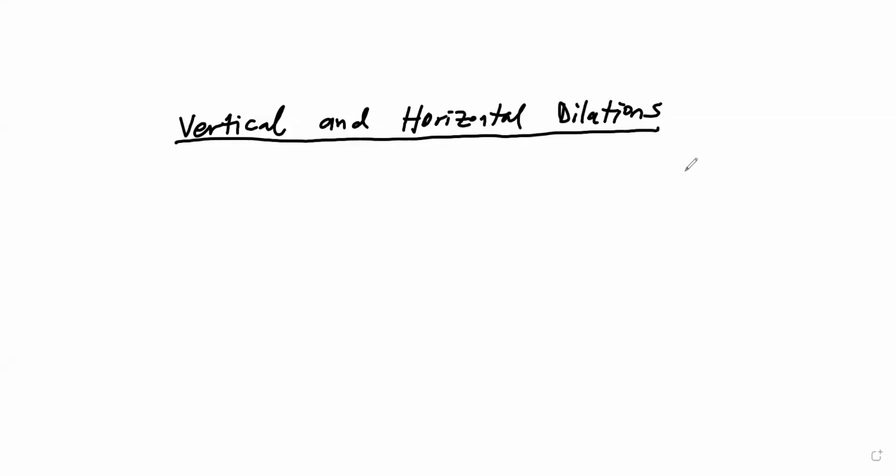Okay, so in this video, I'm going to talk about vertical and horizontal dilations. Suppose c is a positive real number, and say we have a function that is a parent function, and then we multiply that function by this constant. So let's say I call this g of x. g of x equals c times f of x, where f of x is a parent function.